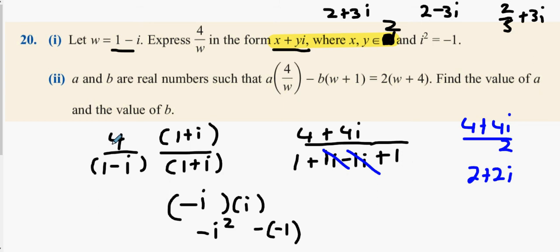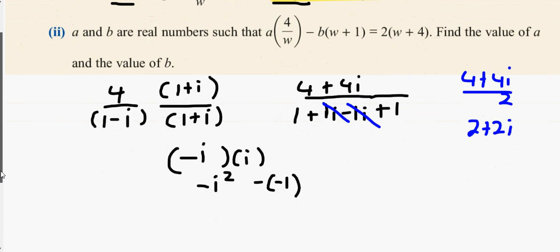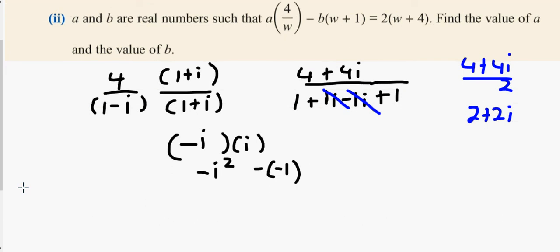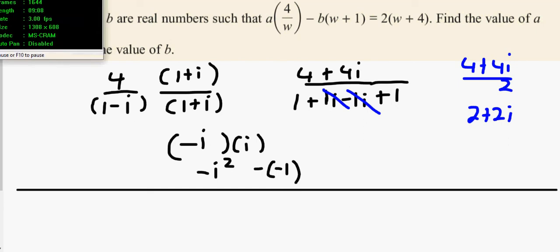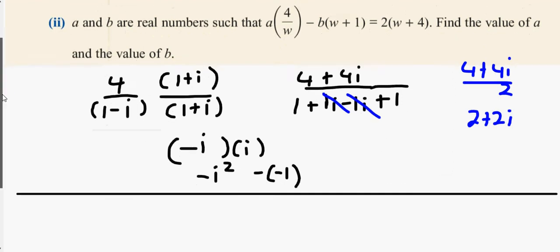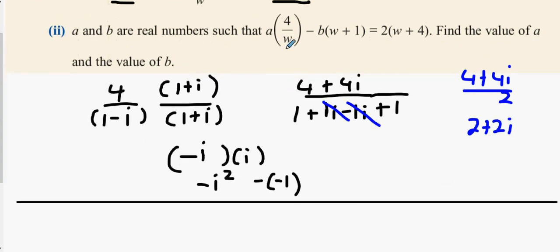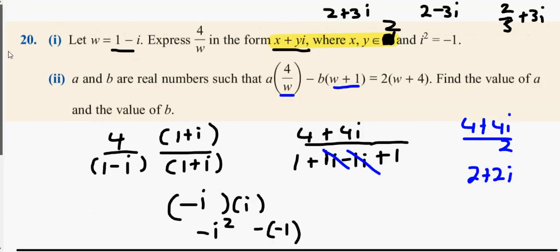Okay. Next thing we're going to do is a and b. Now, lads, we're going to fill in some numbers here. First of all, what's 4 over w? That's what we got in the first question. 2 plus 2i is 4 over w. What's w plus 1? So get this and add on 1. What do you get? 1 plus 1, 2 minus i.